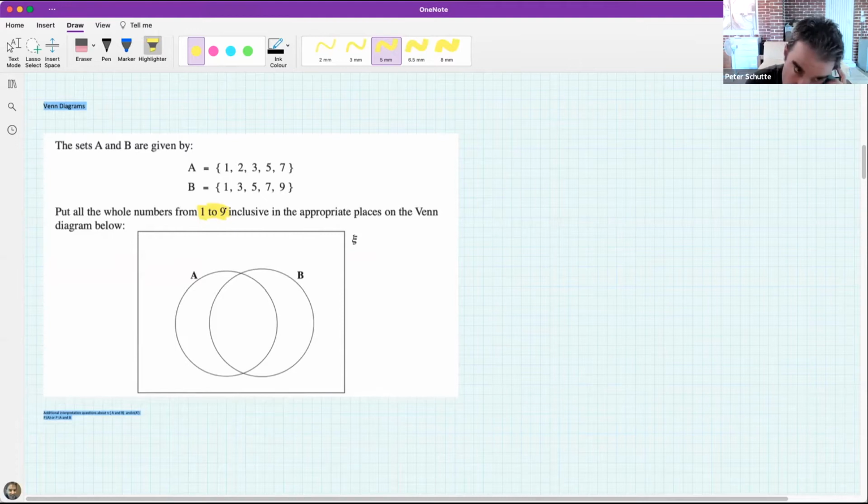I want you to take this drawing as it is and put the numbers in the correct place for the Venn diagram. And if you are unsure, I'd like you to ask a question, but for now, just take a guess where you think they would go. So you've got the numbers 1 to 9, you've got the elements for A and for B. Where do you think these would go in the Venn diagram drawing?